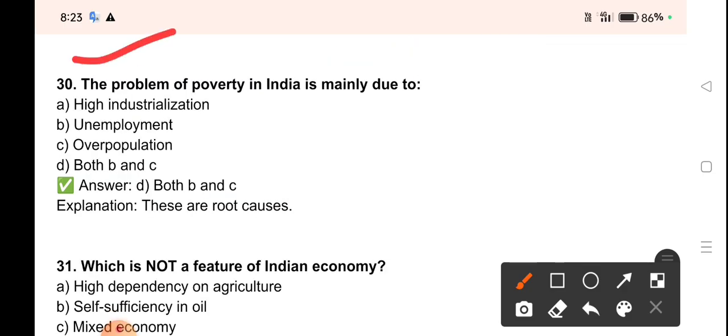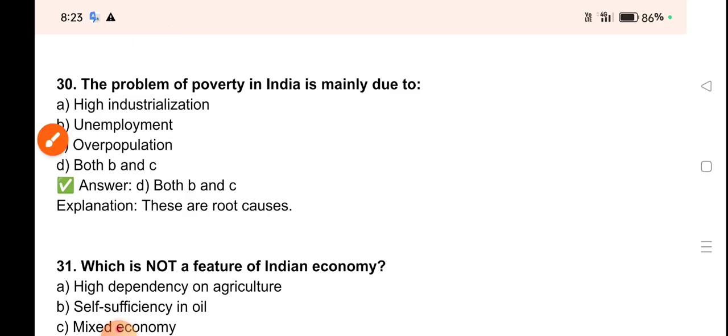The problem of poverty in India is mainly due to high industrialization, unemployment, overpopulation. Both B and C. Unemployment and overpopulation are the main problems of poverty in India. These are root causes.